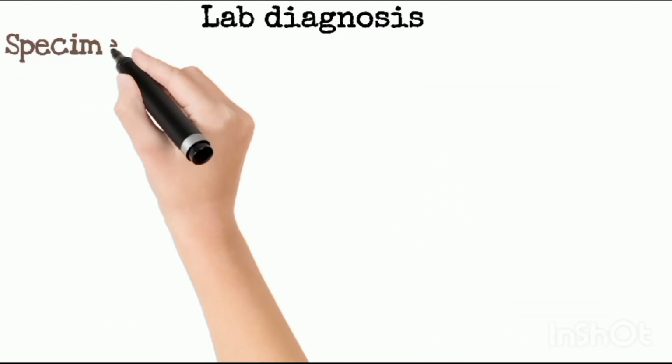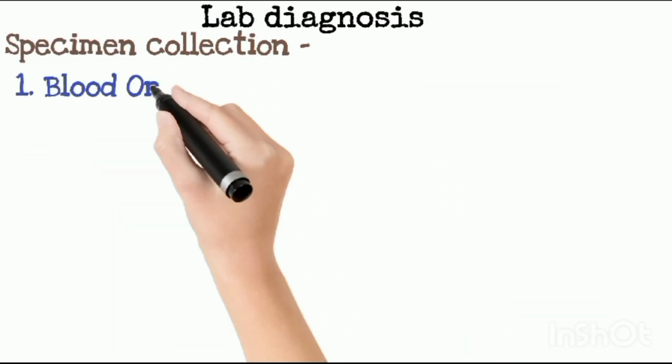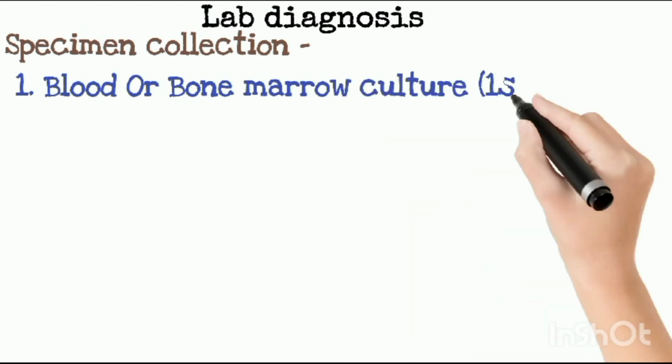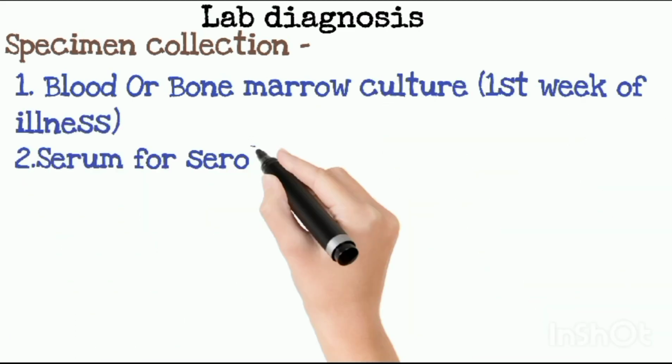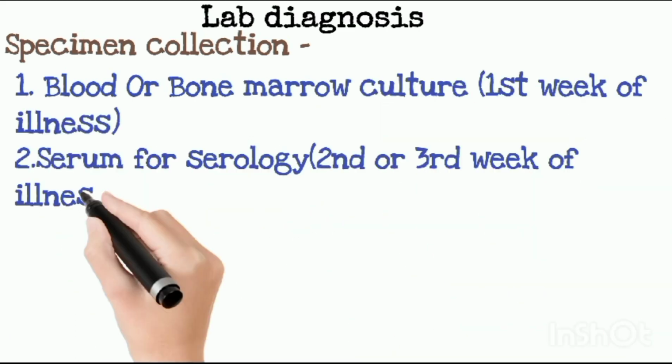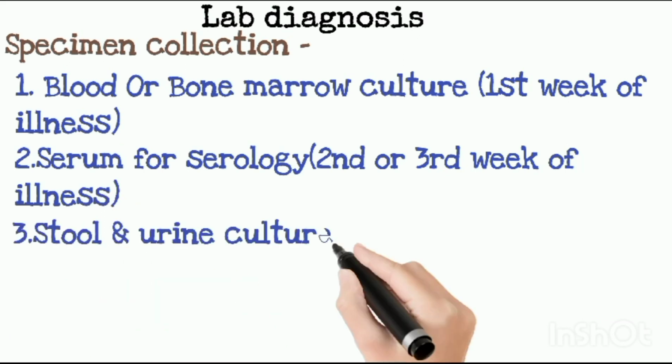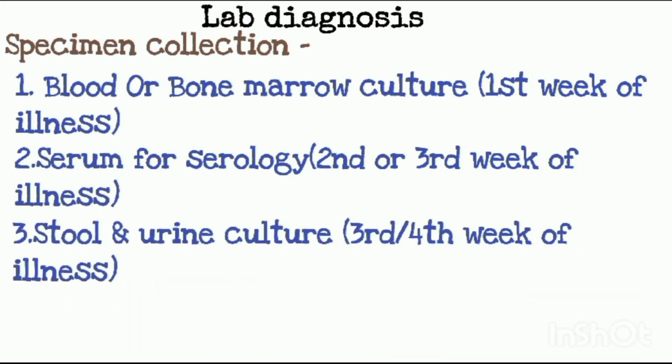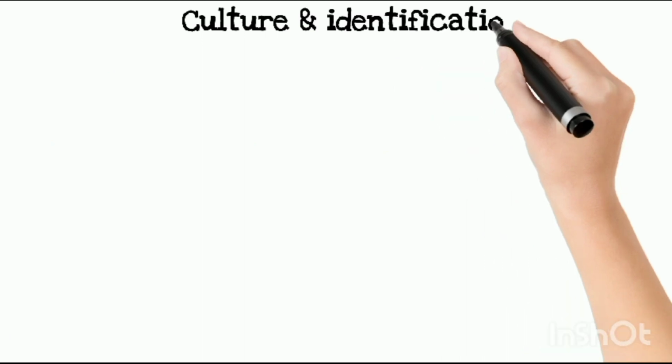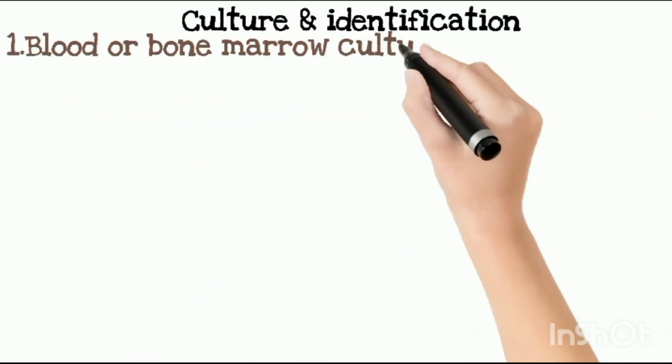Now about lab diagnosis. Specimen collection: first, blood or bone marrow culture in the first week of illness; serum for serology in the second or third week of illness; and stool and urine culture in the third or fourth week of illness. Culture and identification: blood or bone marrow culture.